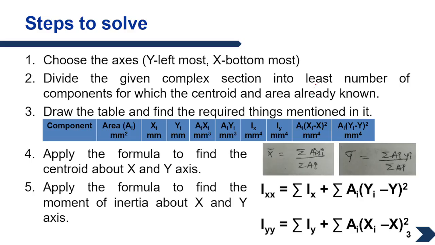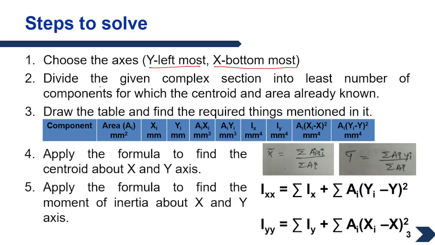So let us see the trick first. Steps to solve. First we'll choose the axis. In order to find the moment of inertia of any section, you have to choose the axis. So it is better you should choose y-axis as the leftmost and x-axis as the bottommost.